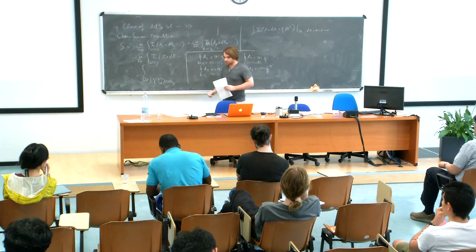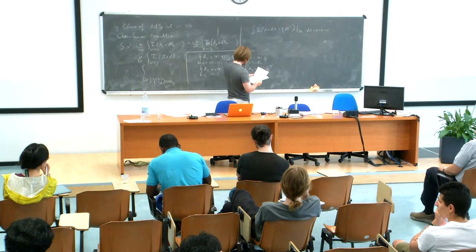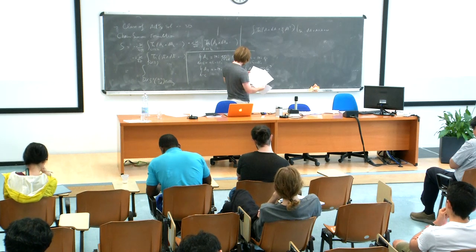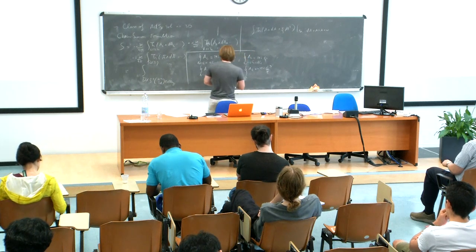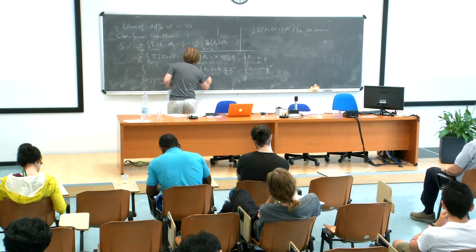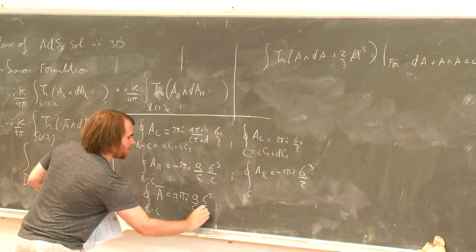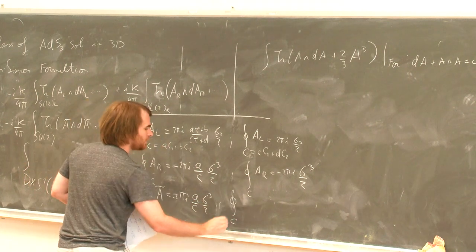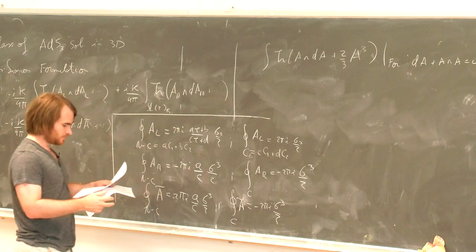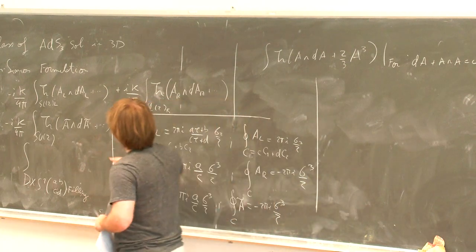And I forgot here one thing. There's a similar one for the SL2 connection that I forgot to write, sorry. And on a contractible cycle, A tilde, or two. These are the Wilson lines. And besides this, these are bulk terms.